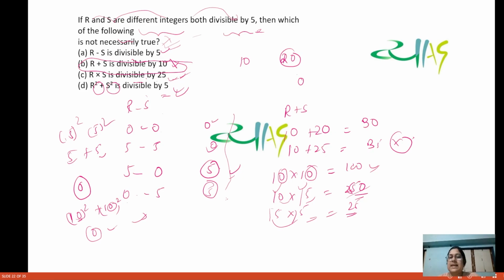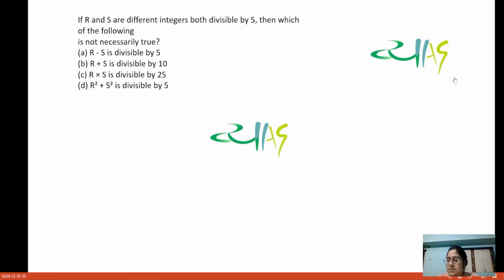So if you know the divisibility test of 5, you can definitely do this question. Okay, so if you know the divisibility test, then you can definitely do this question.